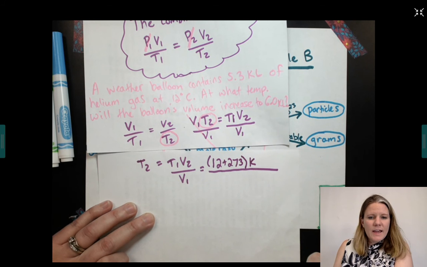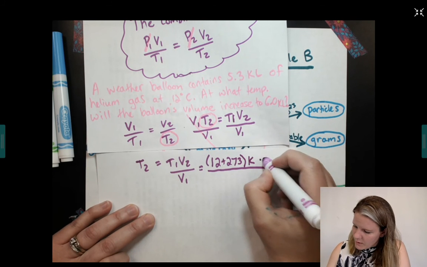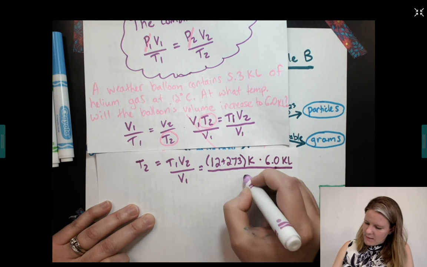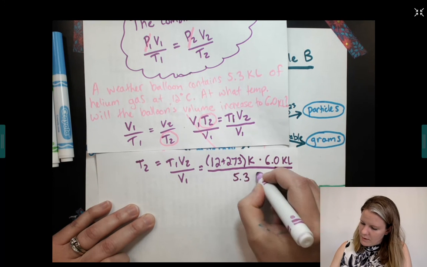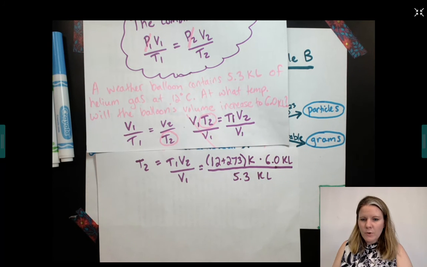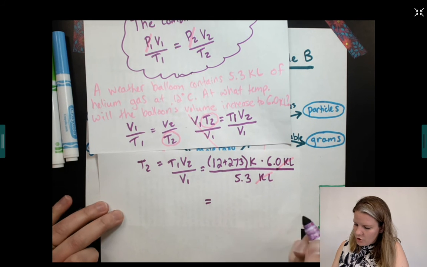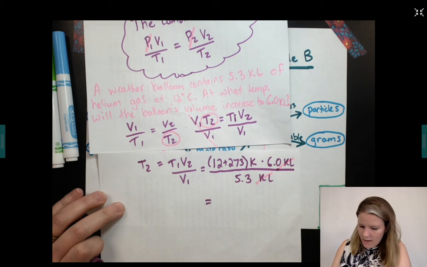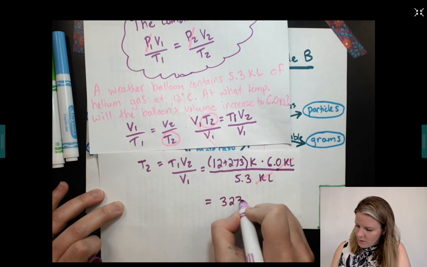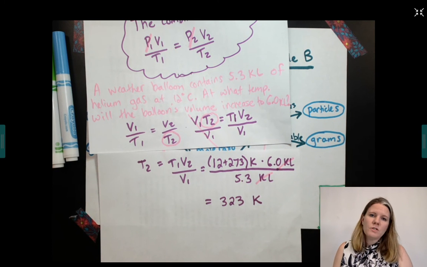And our V2, we were given in the problem 6.0 kiloliters, and our initial volume was 5.3 kiloliters. So you'll notice here as we're working within our units that the kiloliters cancel out. So our final answer should be in Kelvin. And if you throw all that in your calculator, hopefully you got 323 Kelvin.